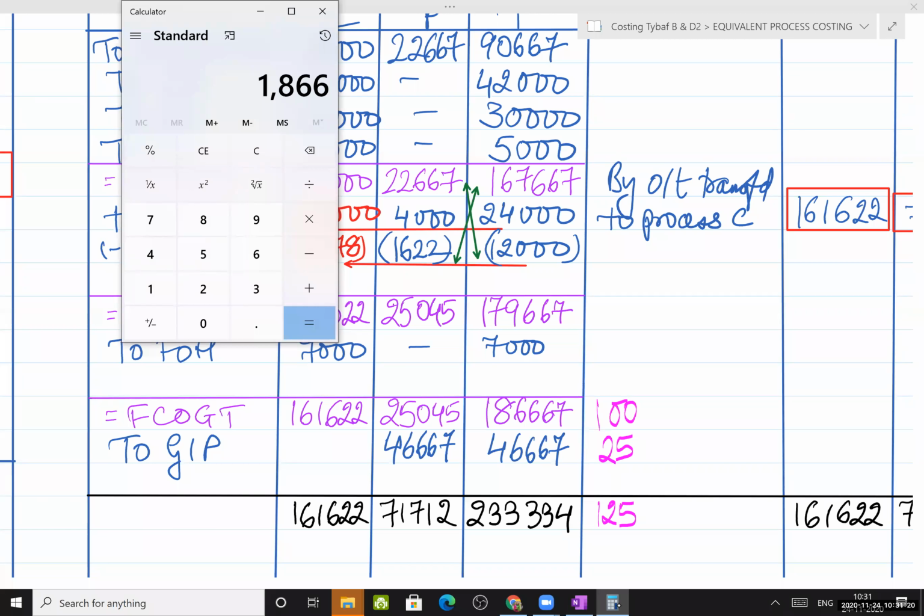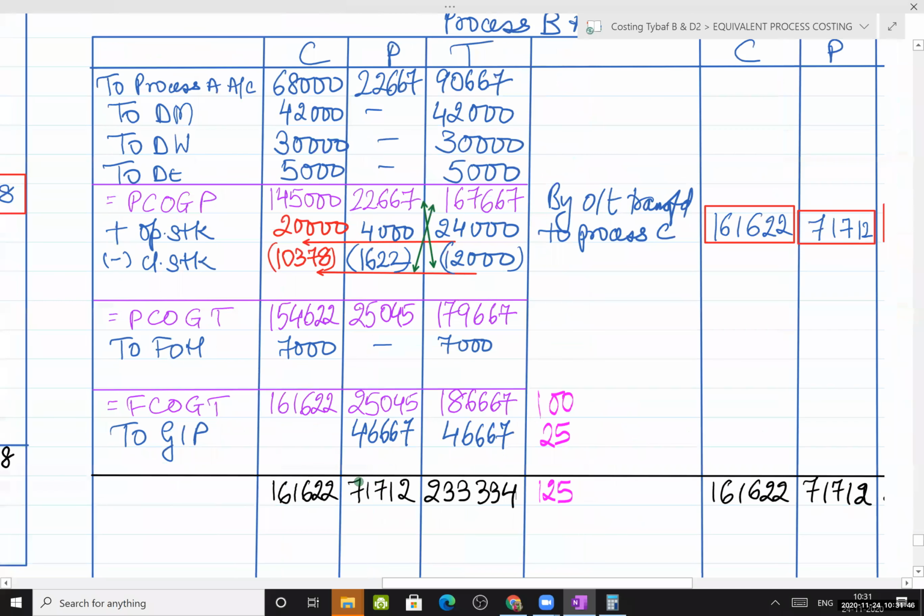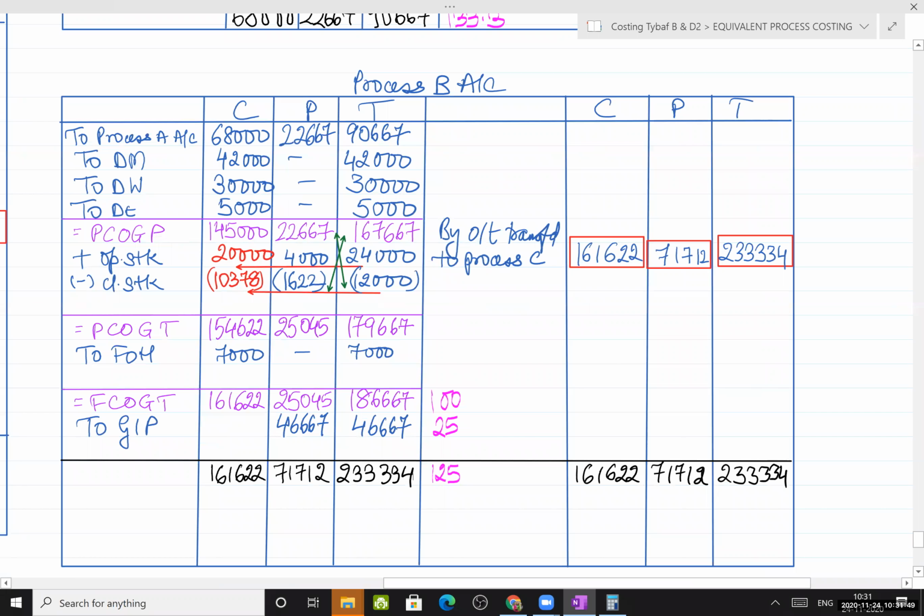1,86,667 into 125 divided by 100. So the answer is, just round off, 2,33,334. And the difference is profit. 46,666.7, round off कर दो. 46,667. Okay. And then close your ledger. The balancing figure is the output, which you will transfer to the next process, that is process C.